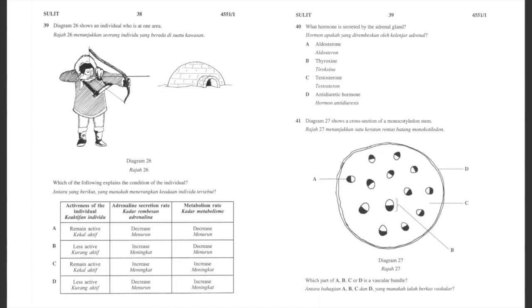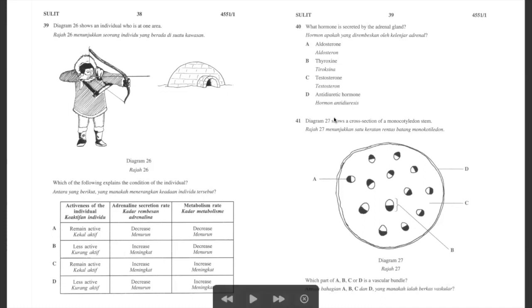Okay, adrenaline. Adrenaline ni kena increase sebab apa? Sebab adrenaline will increase the heartbeat. Bila adrenaline increase heartbeat, maksudnya more oxygen and glucose can be transported. Bila banyak oxygen and glucose can be transported, maksudnya dia akan lebih dapat banyak energy lah, including heat energy. Okay, metabolism rate also will increase.